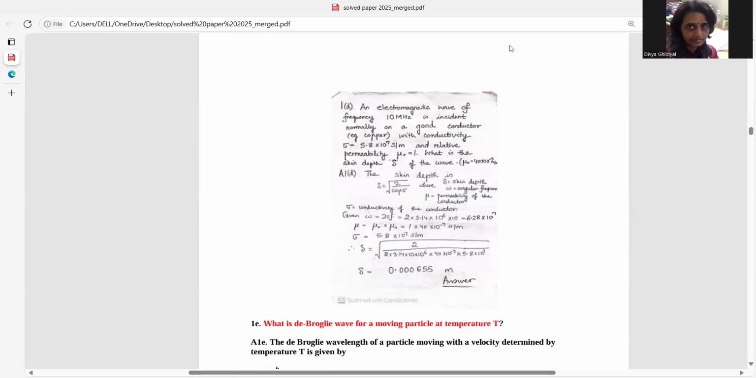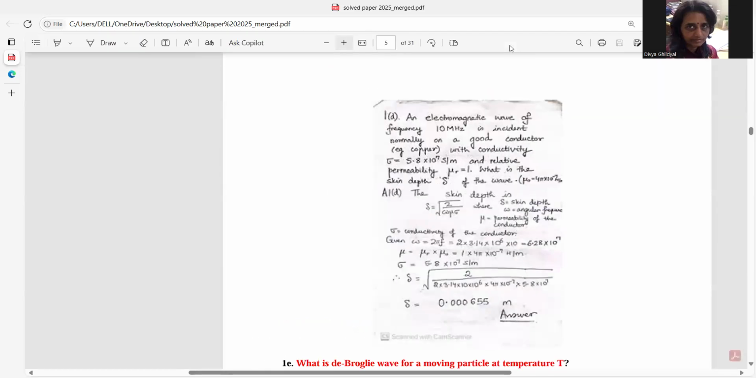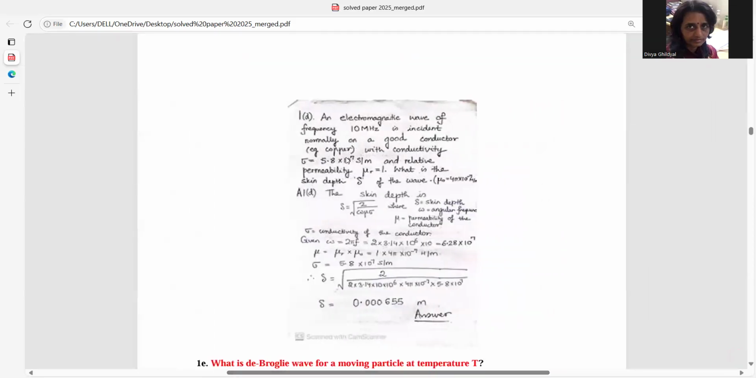Next, this numerical is a very easy one. It is of skin depth, and skin depth numericals are usually straightforward. An EMT wave with frequency 10 megahertz, which you will have to change into hertz, is incident on a good conductor with conductivity and relative permeability given. You have to find the skin depth.